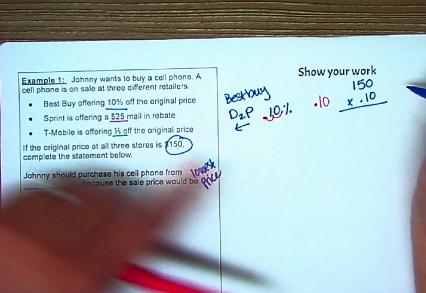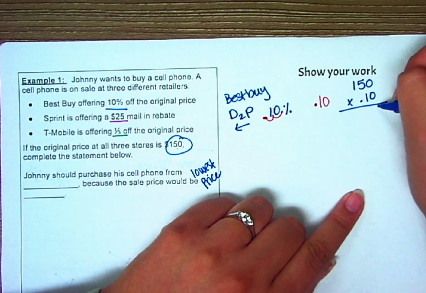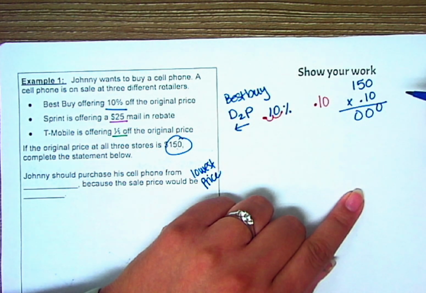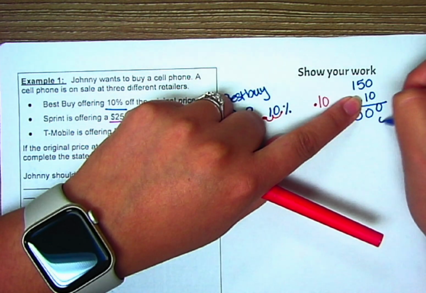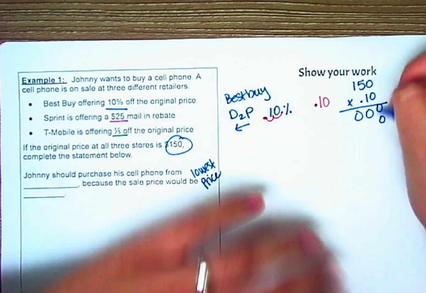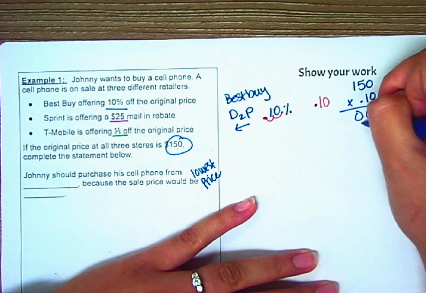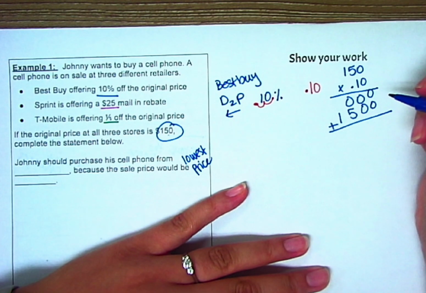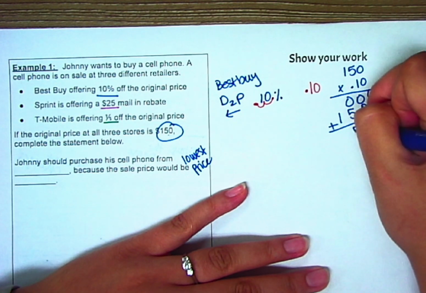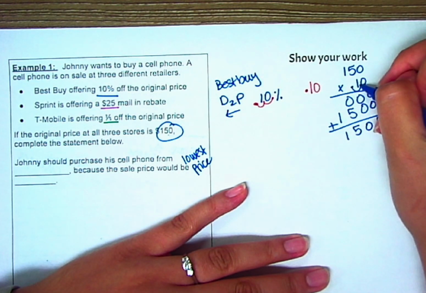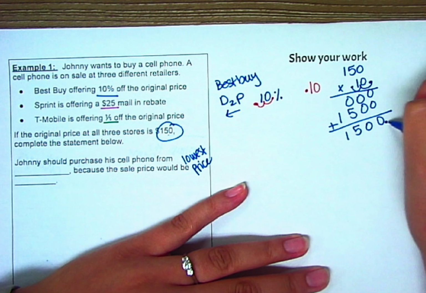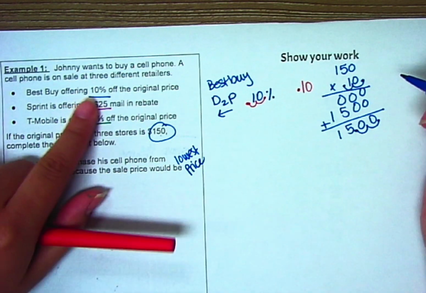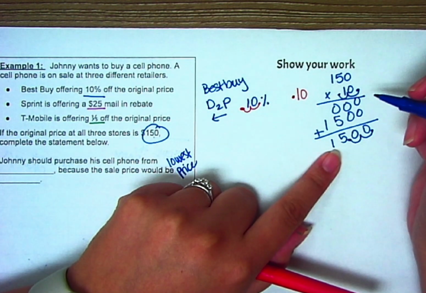Okay. So let's multiply. 0 times 0 is 0. 0 times 5 is 0. 0 times 1 is 0. Okay. I'm working on my second digit. I need a placeholder. 1 times 0 is 0. 1 times 5 is 5. And 1 times 1 is 1. Okay. Now we have to add these together. 0, 5, 1. I have 2 numbers behind the decimal, so I'm going to move my decimal 2 places. So my discount at 10% off is $15.